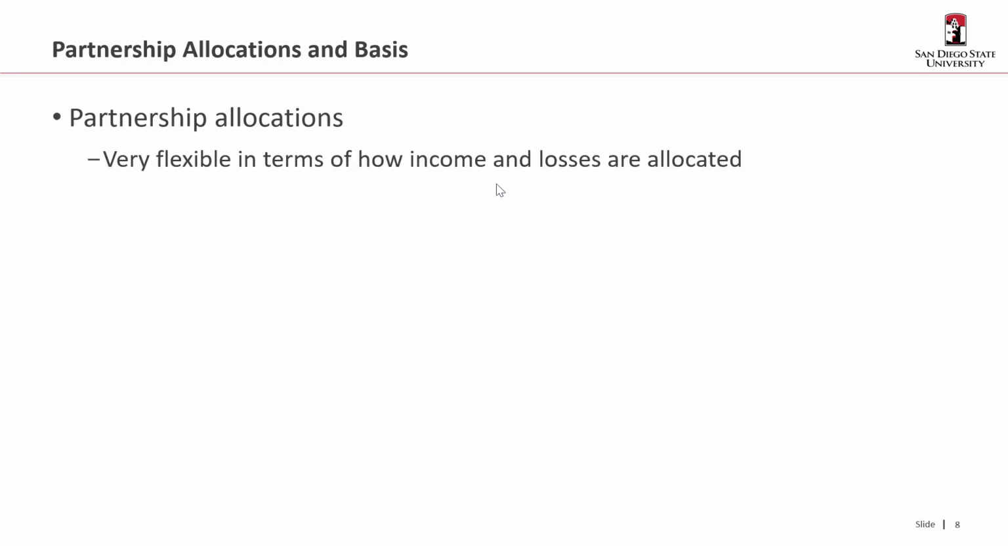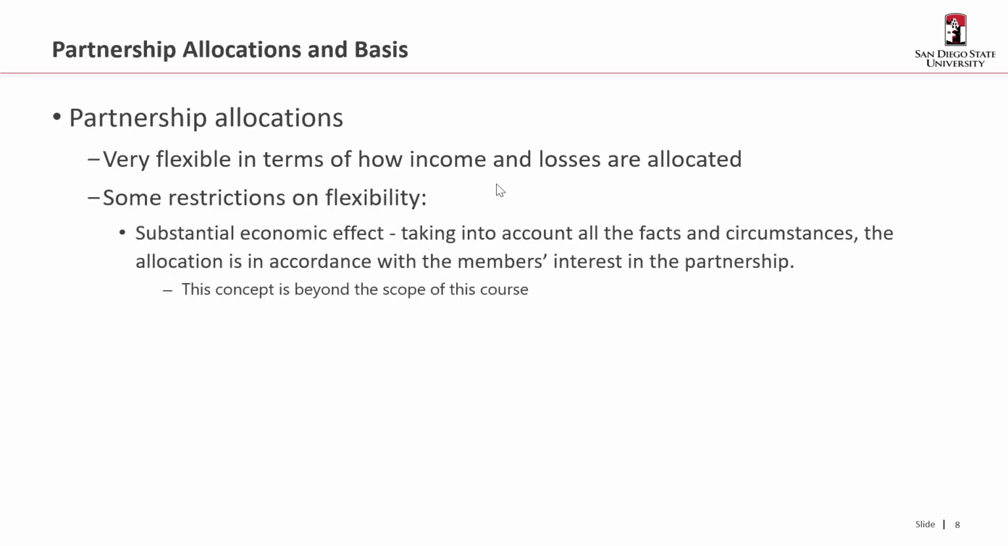Okay. So when it comes to allocations, we know that partnerships can be flexible, right? And they can actually be really flexible about how income and losses are allocated to the different partners. But it's not without some restriction. So these restrictions are really beyond the scope of this course, but I want you to be aware that they exist, at least in theory. So one is called substantial economic effect, which means that if I take into account all the facts and circumstances, the allocation is in accordance with the member's interest in the partnership. And really, again, the concept is beyond the scope of this course.